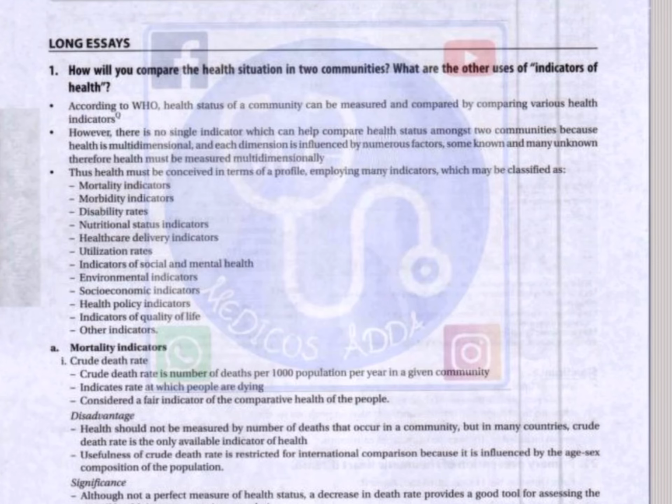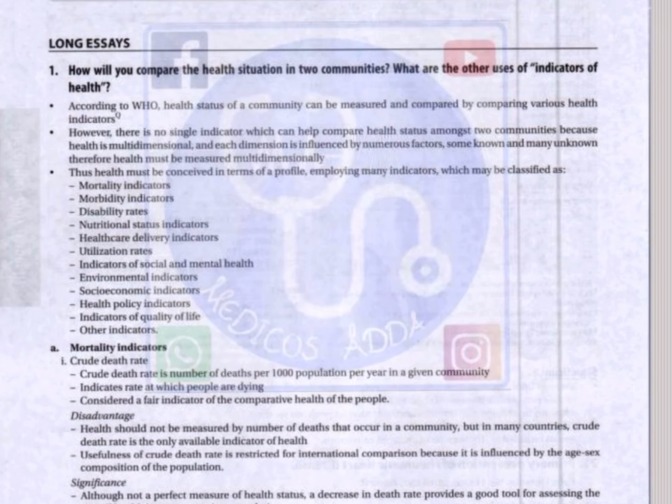Thus, health must be conceived in terms of a profile, employing many indicators, which may be classified as mortality indicators, morbidity indicators, disability rates, nutritional status indicators, healthcare delivery indicators, utilization rates, indicators of social and mental health, environmental indicators, socioeconomic indicators, health policy indicators, indicators of quality of life, and other indicators.